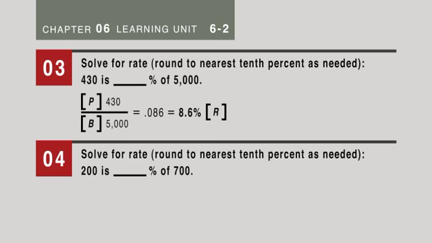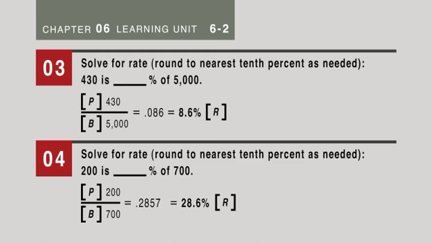Number 4, 200 is what percent of 700? Again, we're solving for the rate. We take portion 200 divided by the base of 700. That equals 0.2857. Again, we're looking to the 10th percent. So we change that into a percent of 28.57. Rounded to the 10th percent is 28.6% for our rate.